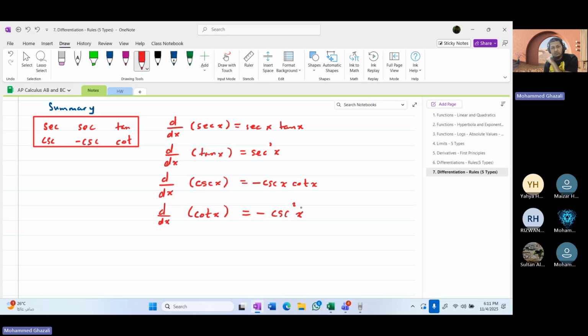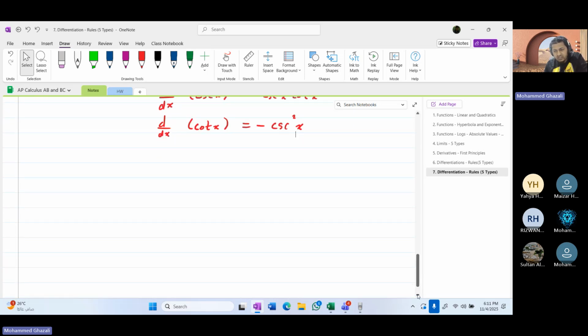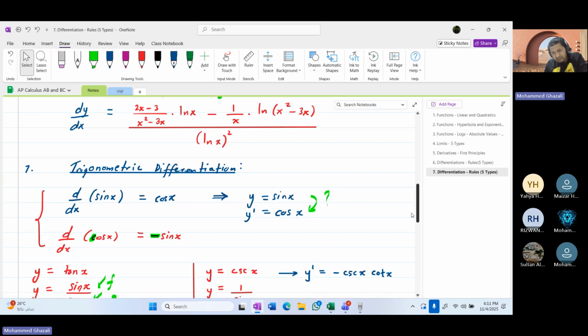Are we good, guys? Yes, that makes it a lot easier. If you remember this rule, you already know all six rules then. These are just rules. Now, how do I go and apply this into differentiation? So I'm going to do three examples here, 7.2.